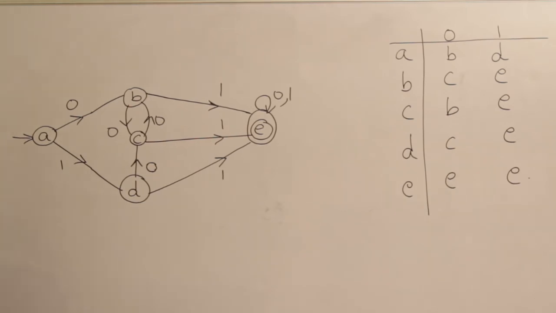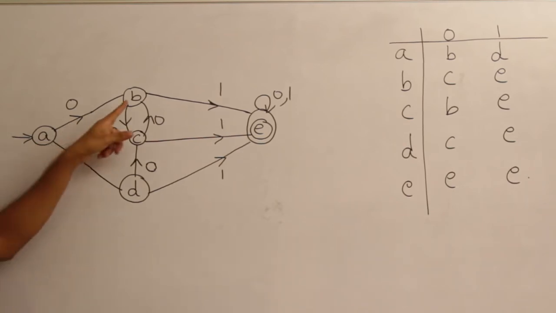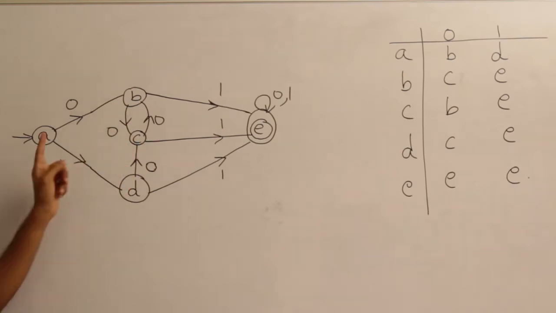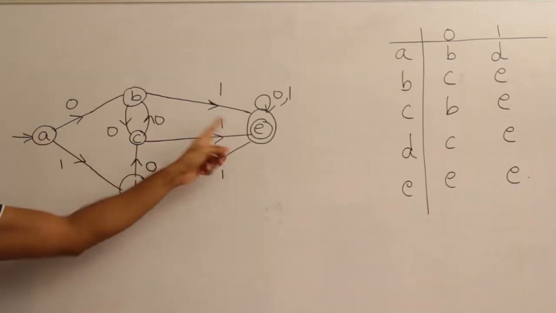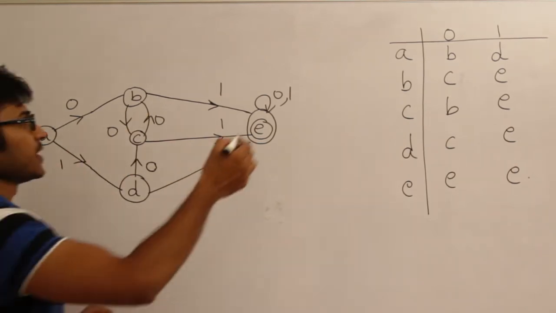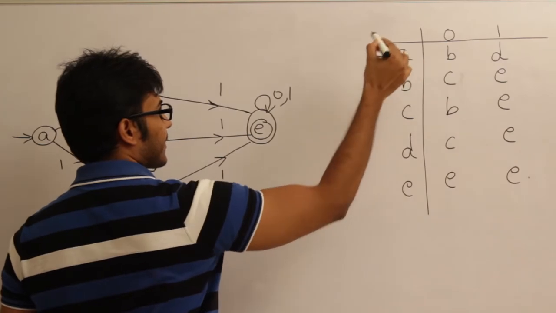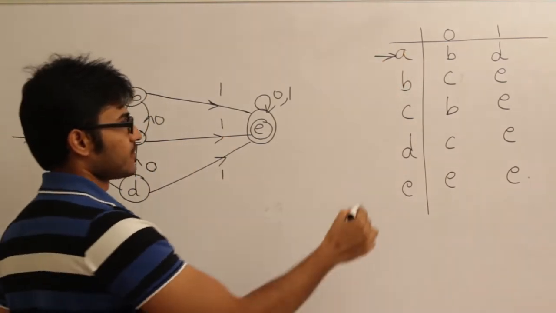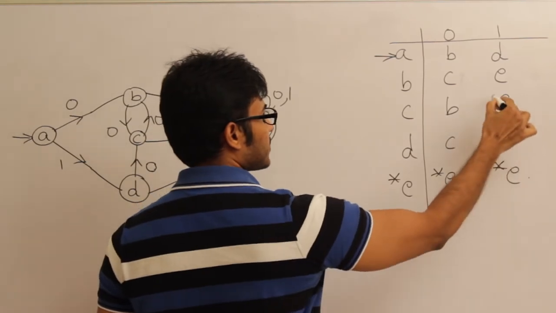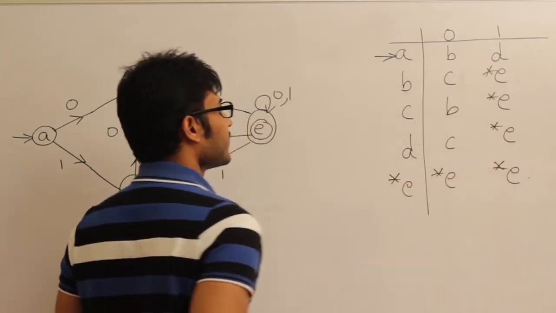Before going ahead and minimizing it, just see if all the states are reachable or not. B is reachable, C is reachable, D is reachable, and E is reachable. Yes, all the states are reachable. Fine. And what is the final state? Initial state is A and the final state is E.